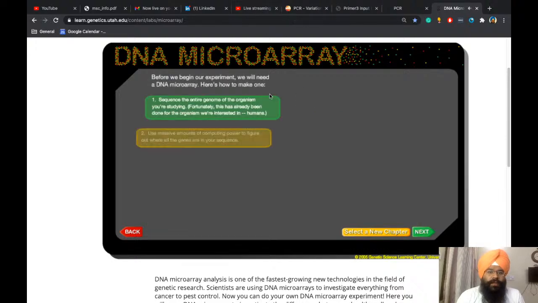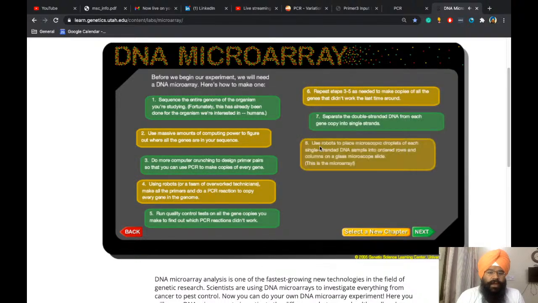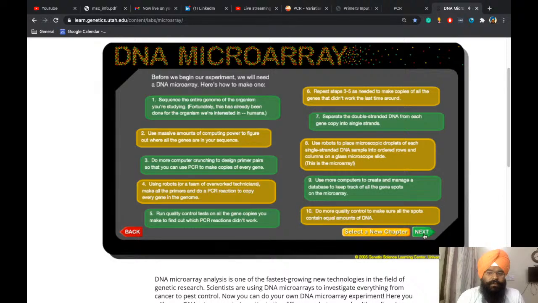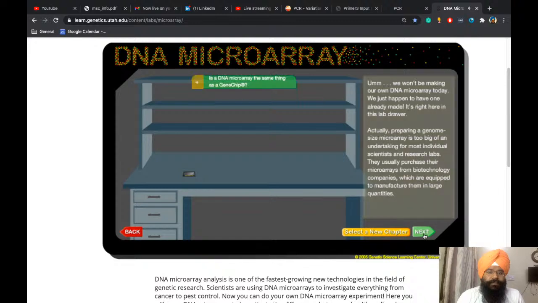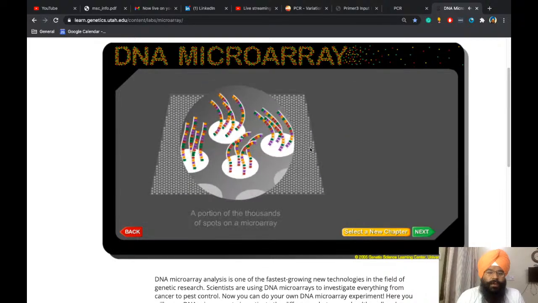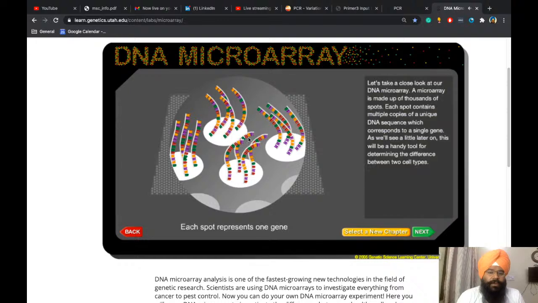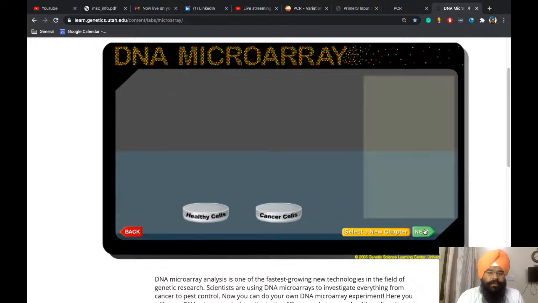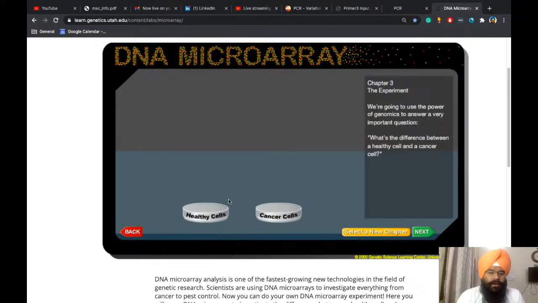Before we begin our experiments, here are the various steps to run it. We go one by one. This is a portion of thousands of spots on the microarray, and each spot represents one gene. Let's take a closer look at them. So you have healthy cells. Let's do the experiment now. You have a healthy cell and you have cancerous cells. We are going to use the power of genomics to answer an important question: what is the difference between healthy cells and cancer cells?